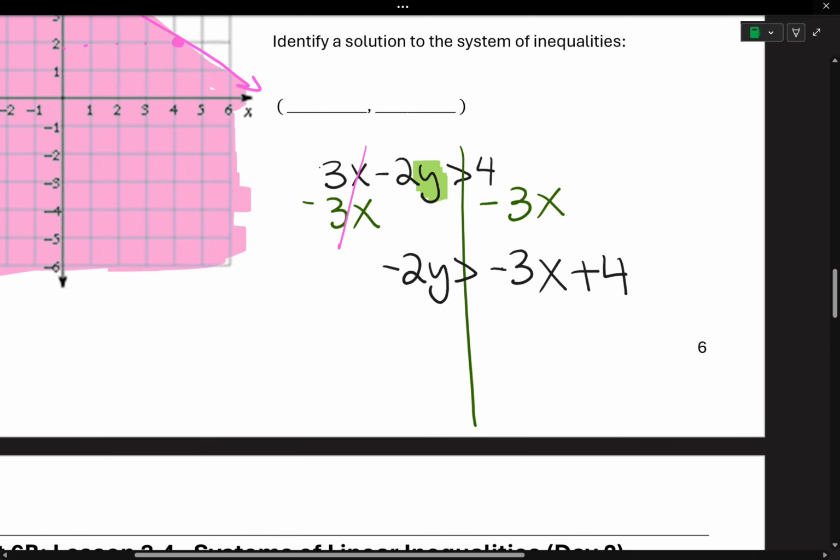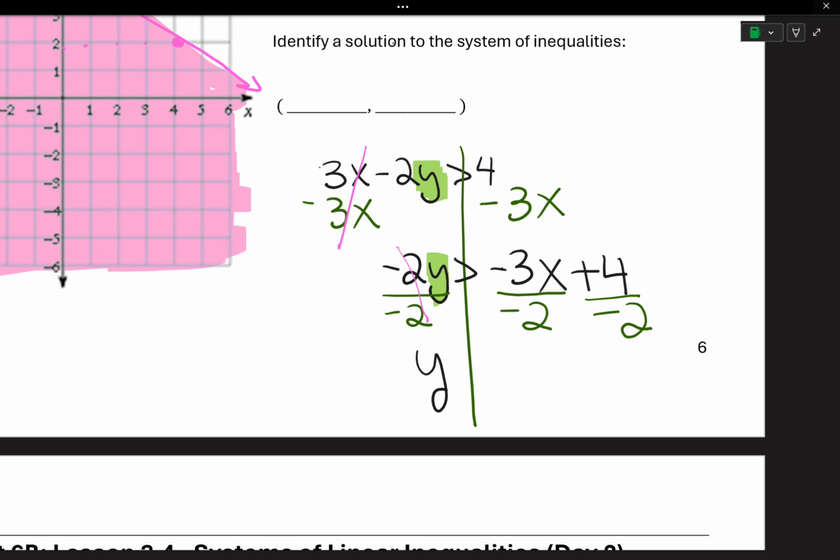Next, I need to get y by itself, I need to divide everything by negative 2. I'm going to divide this side by negative 2. I'm going to divide the 3x by negative 2 and the 4. Now, on the left side, the negative 2's cancel. I'm left with a y. Since we divided by a negative number, our symbol flips.